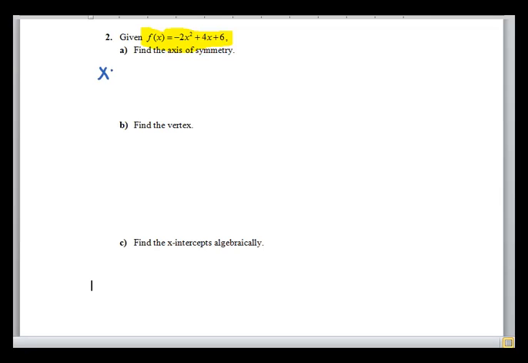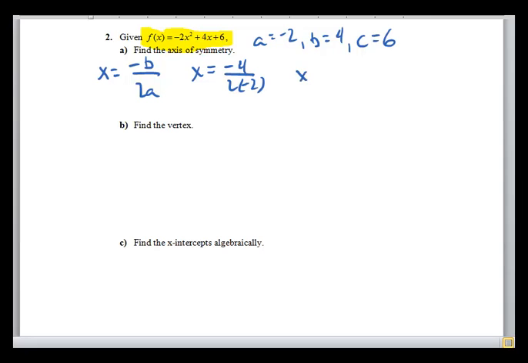The formula for the axis of symmetry was x equals negative b over 2a, right? Where a, b, and c are the coefficients. So a is negative 2, b is 4, and c is 6, right? In your ax squared plus bx plus c form. So the axis of symmetry is just going to be negative b, which is negative 4, over 2 times a, which is negative 2. So it's really x equals negative 4 over negative 4, which is just going to be 1. So the axis of symmetry would be the line x equals 1.